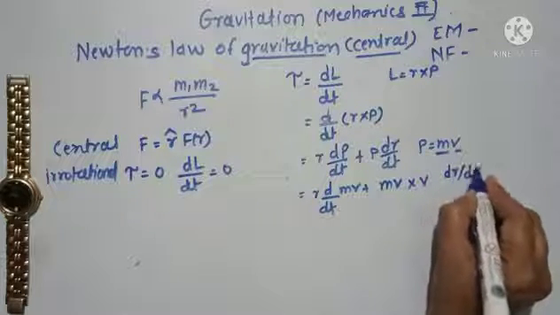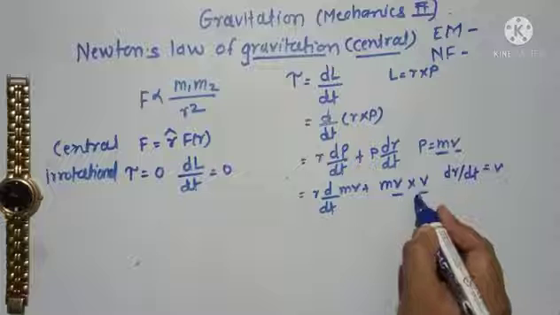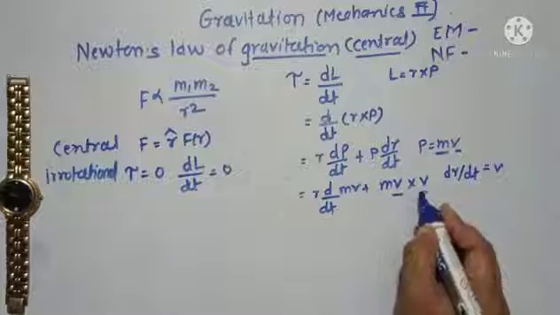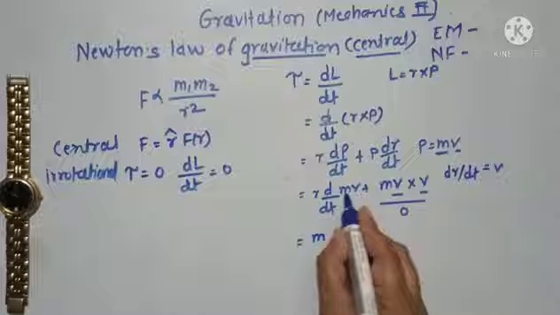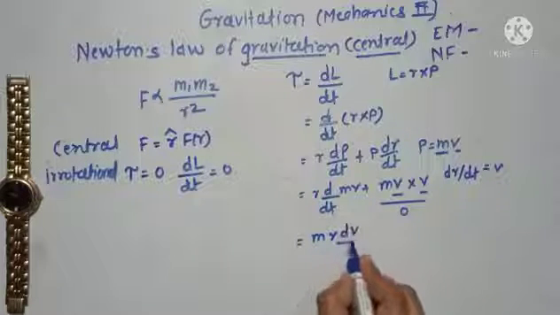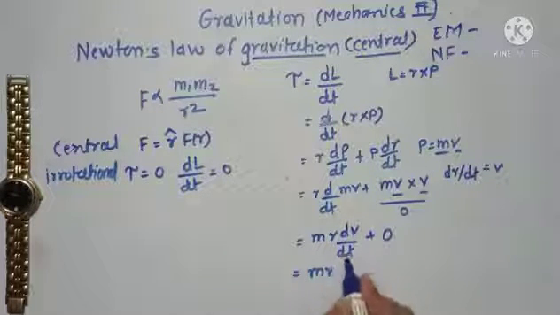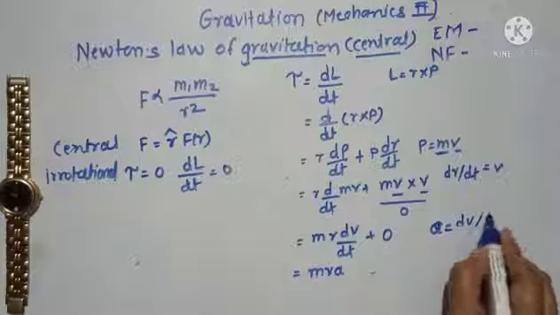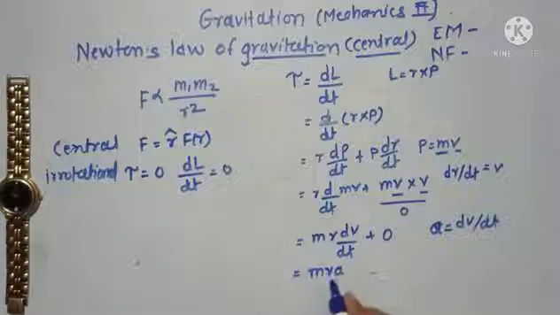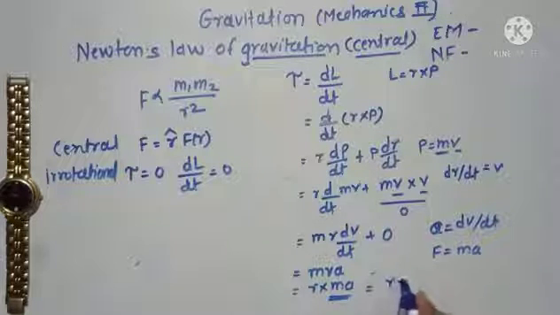dr upon dt is nothing but the rate of change of displacement with respect to time, which is v, and we know that the cross product of any vector with itself is equal to 0. Therefore this term will become 0. As m is constant, I can write m into r cross dv upon dt, plus this term which becomes 0. dv upon dt is the acceleration, the rate of change of velocity with respect to time, so I can write r cross m into a. Force is nothing but mass into acceleration, so let us put this value as r cross F.